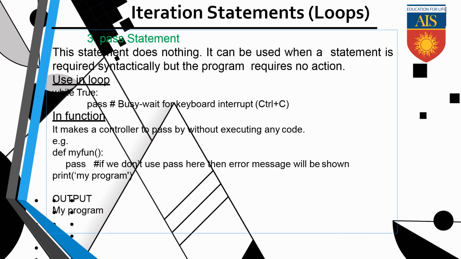After break and continue, our next jump statement is the pass statement. This statement does nothing. It can be used when a statement is required syntactically but the program requires no action. Pass statements can be used in a loop while the condition is true. In a function also, it makes the controller pass by without executing any code. Example: you can see a function my_function and then pass. Then the output will come according to our print statement.